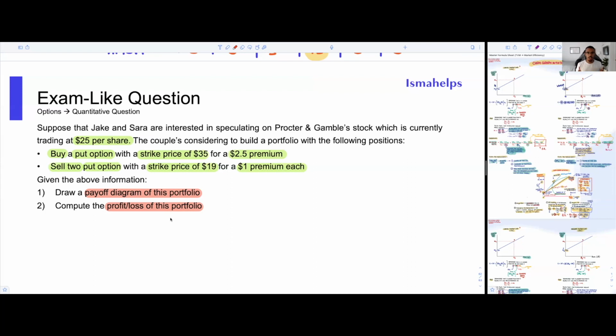Okay, so now I just mentioned this idea of a payoff table, and a payoff diagram, and profit and losses. How do we do that? Well, there's a core tool that you need to master, a core skill that you need to master when doing options pricing or options questions. It's really the easiest tool out there, but a lot of students typically don't do it for whatever reason, okay?